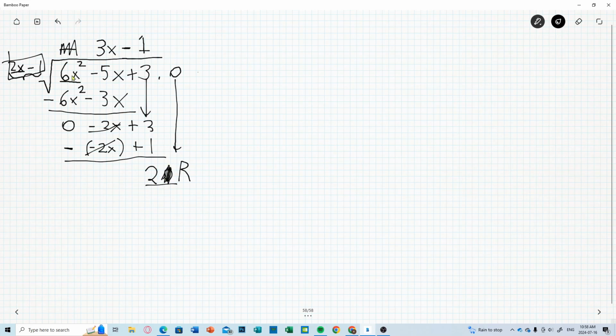So we know that 6x squared minus 5x plus 3 divided by 2x minus 1 is equal to 3x minus 1 with a remainder of 2.